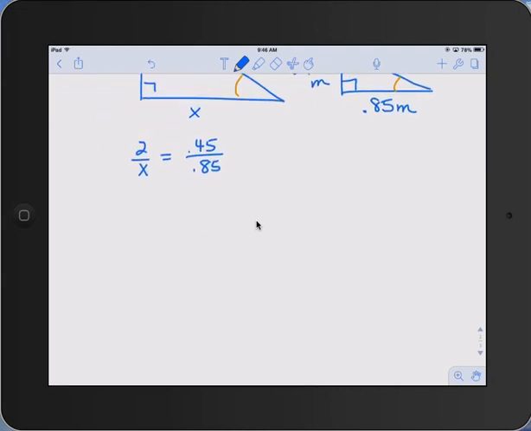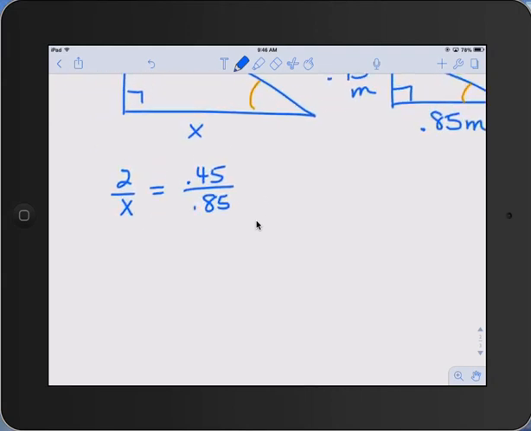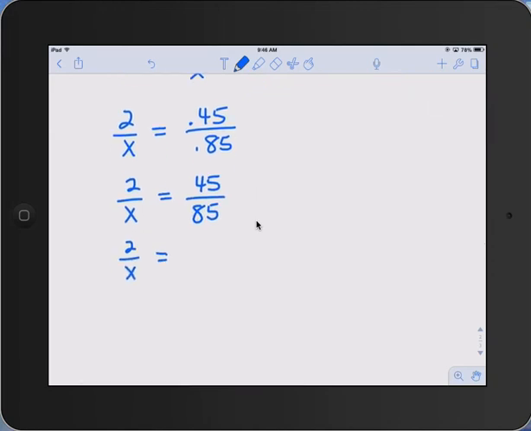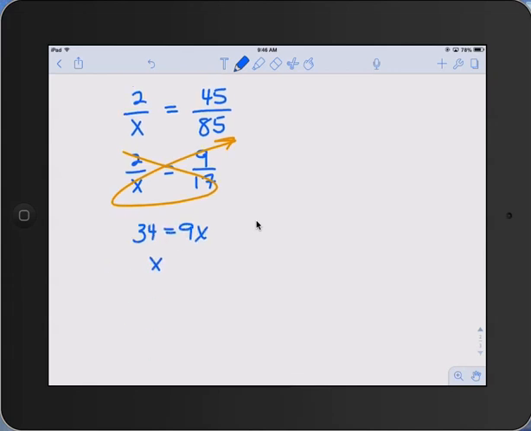Now, just because I like to review the algebra here, or the calculations here as we go, I'm going to multiply by 100 on the top and bottom. So 2 over x equals 45 over 85. And then I notice that those are both multiples of 5 on the right. So I'm going to take out a 5 and make it 9 over 17. And then when we cross multiply, we'll have 34 equals 9x. Divide by 9, x will be 34 over 9.